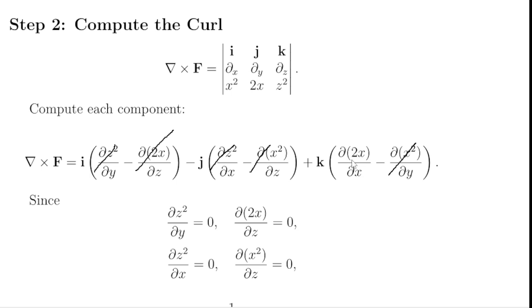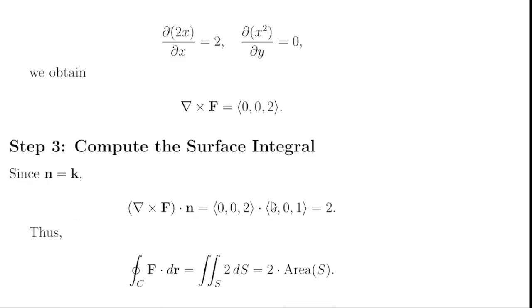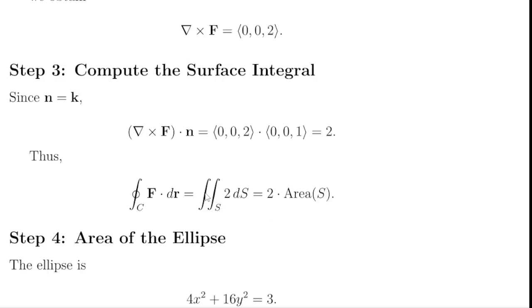So the partial of 2x with respect to x is just going to be 2. So it's going to be 2k left over. So that's what we have. So it's 0 for x, 0 for y, and then the 2 is the z. So now, since n equals k, we can take the curl that we just computed and dot it with k, which is just 0, 0, 1. And when you do that, you get 2. So we have the double integral of 2 over our surface, ds.